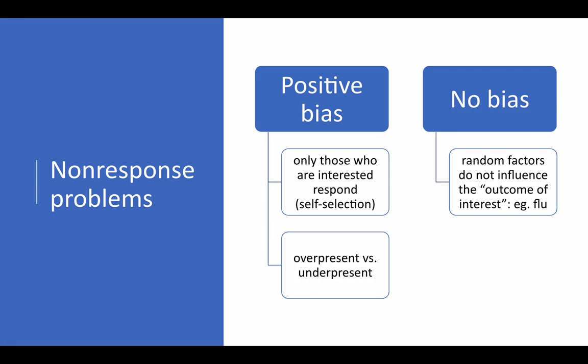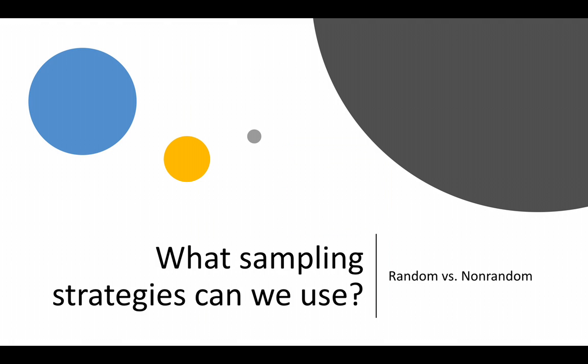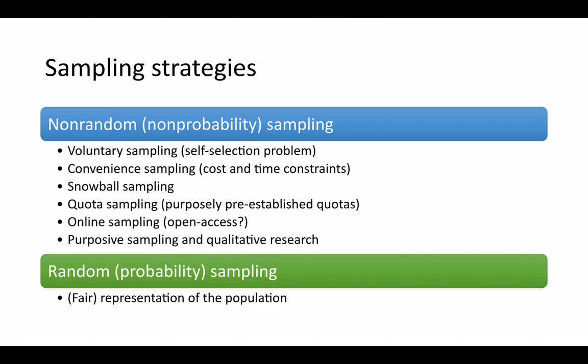For instance, some people don't respond because of flu, or because of some other pandemic, right? So this will not bias the results. All right, so what kind of sampling strategies can we use and how can we use them? Sampling strategies, as we said, can be divided into non-random and random sampling. Within the non-random, we have voluntary sampling, convenience sampling, snowball sampling, quota, online, purposive sampling, etc.